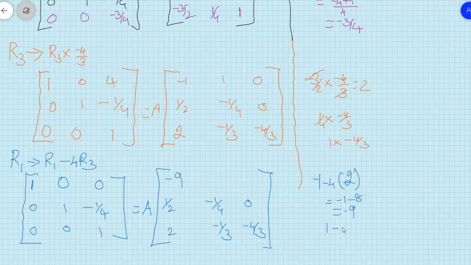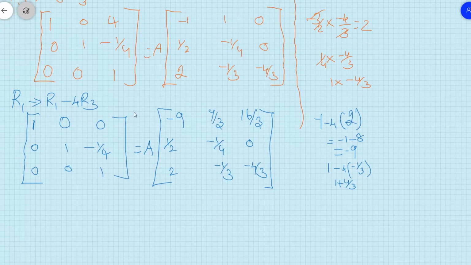The same way 1 minus 4 into minus 1 by 3. That will be 1 plus 4 by 3. 3 plus 4, 7 by 3. This is 7 by 3. This is 0. So that will be 0 minus of minus plus 4 into 4, 16. This is 16 by 3. So the last element has to be completed. With that, we will get the A inverse.